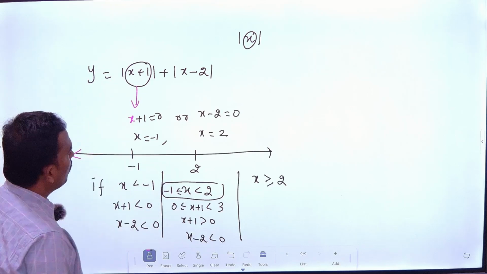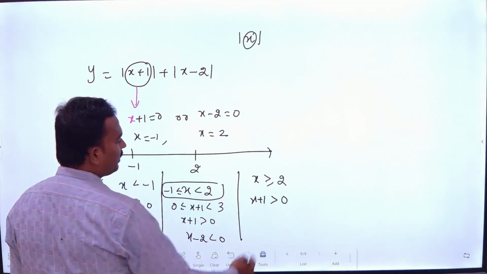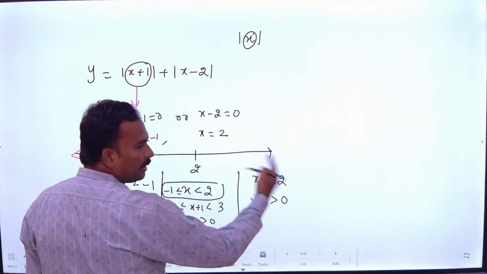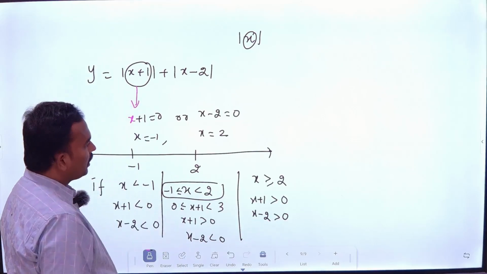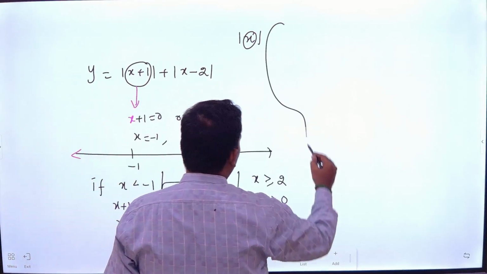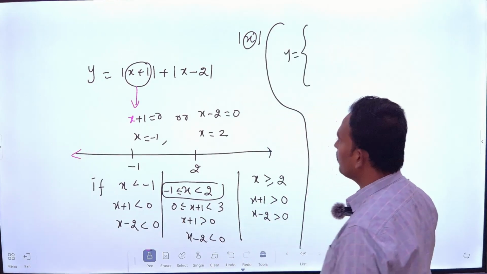x plus 1, add 1 on both sides. So x plus 1 is greater than 0, definitely. In the same way, adding minus 2 on both sides, x minus 2 is also greater than 0. Now you redefine the function. So y is equal to... how to redefine this?